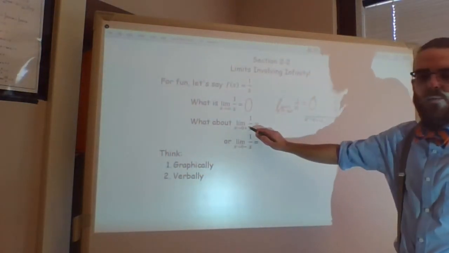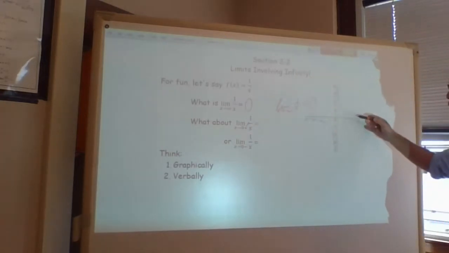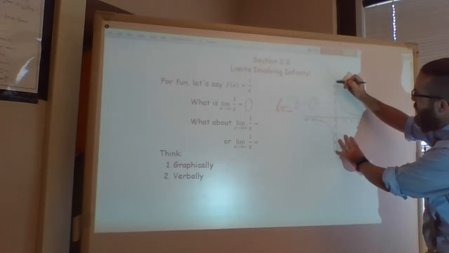Next thing we look at, again, we're doing just a strictly graphical approach. The limit as x approaches 0 from the right. Well, from the right, that's this side, and I'm trying to approach.